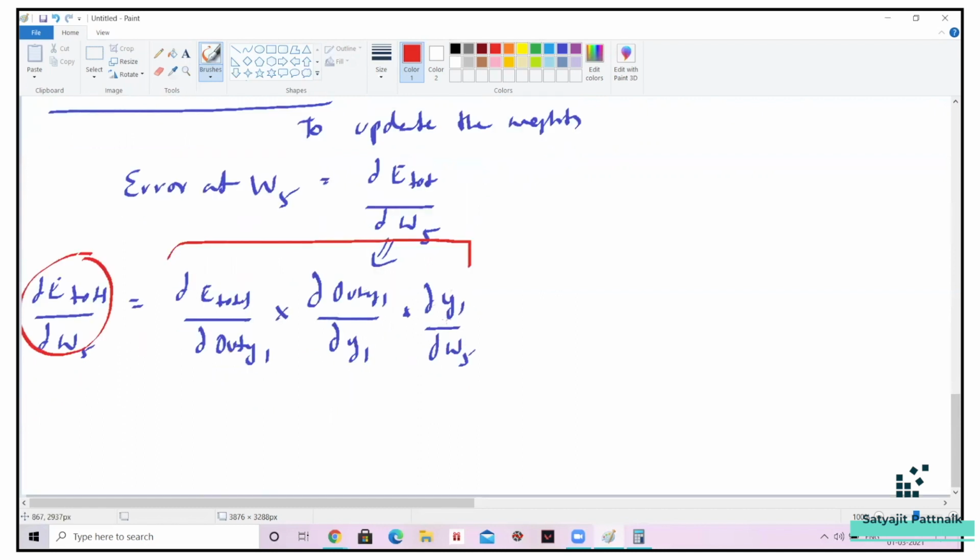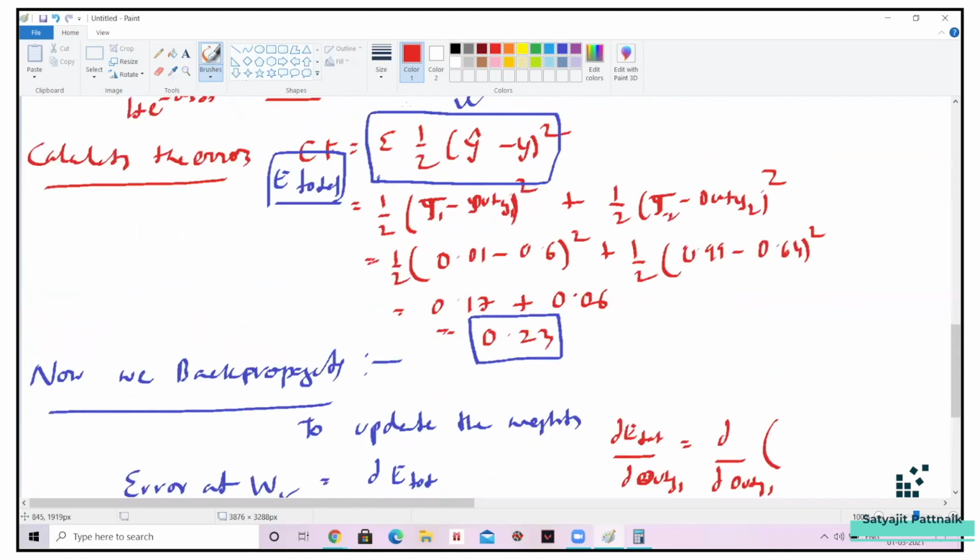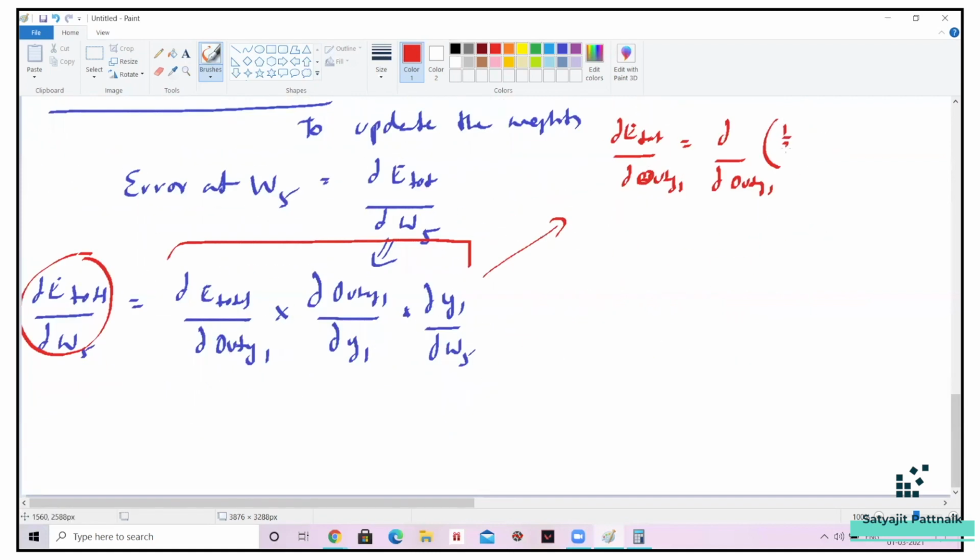Now individually we'll try to calculate these. I'm just calculating here, not expanding. The derivative of E total with respect to out Y1. So what is it? I will just name it like this, out Y1. What is E total? Half of T1 minus, sorry, let me redo it so that we understand properly.